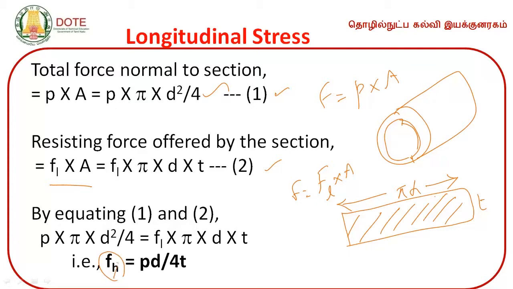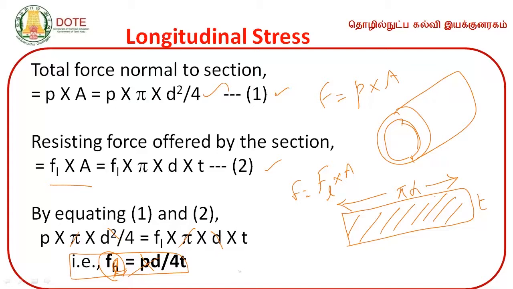We will get the value for FL. P into pi into d square by 4 is equal to FL into pi into d into t. Pi we can cancel, we can cancel the two terms, and d square can be cancelled with this d.